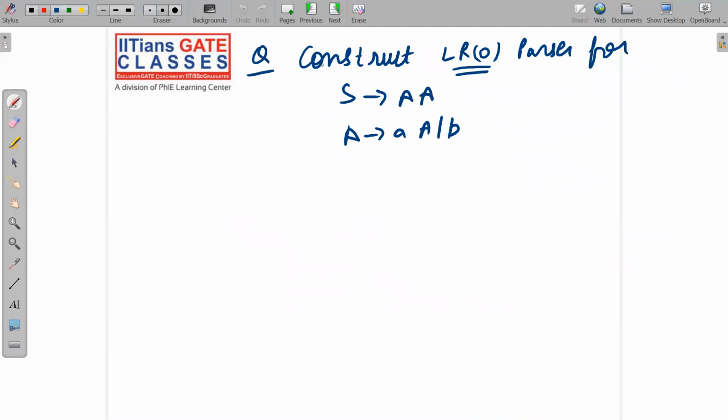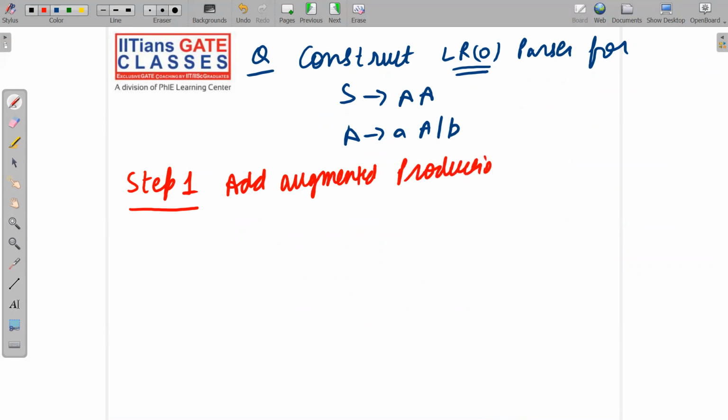Now we are in a position to construct an LR0 parser for this grammar. This is our grammar, and for this grammar I want to construct an LR0 parser. How are we going to construct it? We have a few steps. Step number 1 is add an augmented production. Augmented means extra. What is that production? The augmented production is S dash implies S.